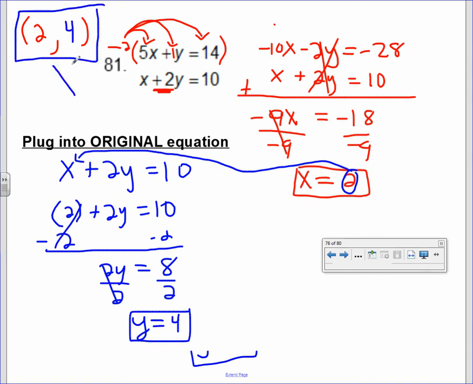These two lines will cross at the point (2, 4). Now moving on to number 82.